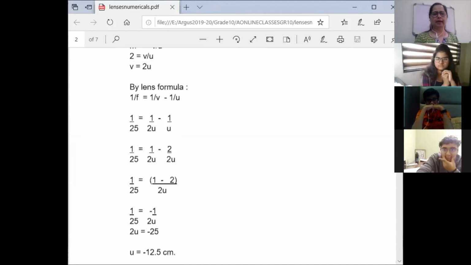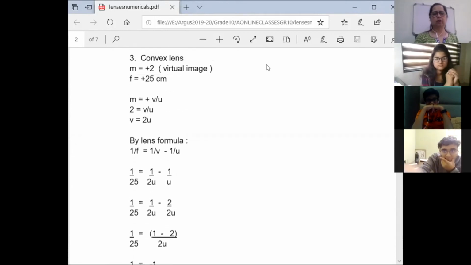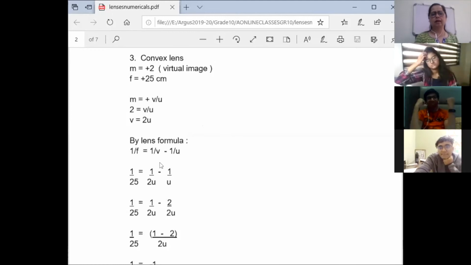Did you follow? Again, I can explain to you. First thing was the image. It is said that the image is double, so I took magnification equal to +2. Since it's a virtual image, I have taken magnification as positive. Then I have taken the focal length. It's a convex lens, so focal length is +25. After that, I use the magnification formula m equal to v upon u, and then I say v equal to 2u. Then you use the lens formula. Wherever v is there, I substituted it with 2u. So instead of v, I wrote 2u.